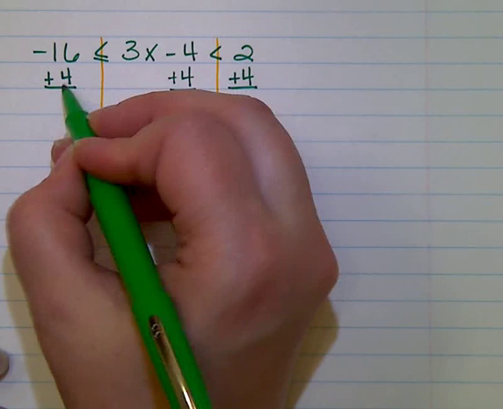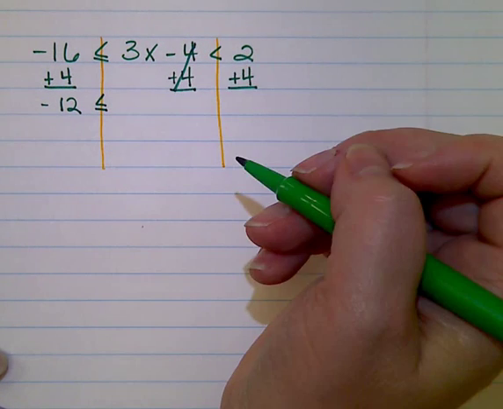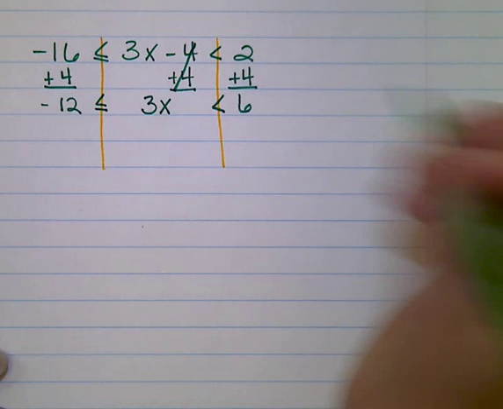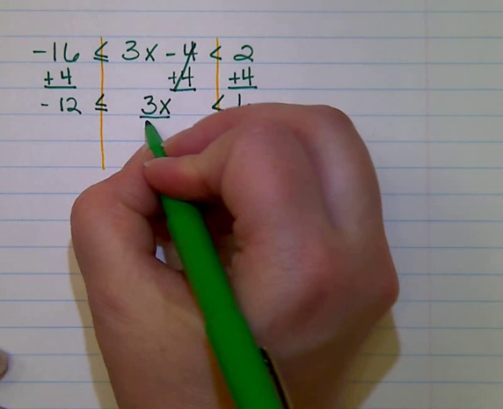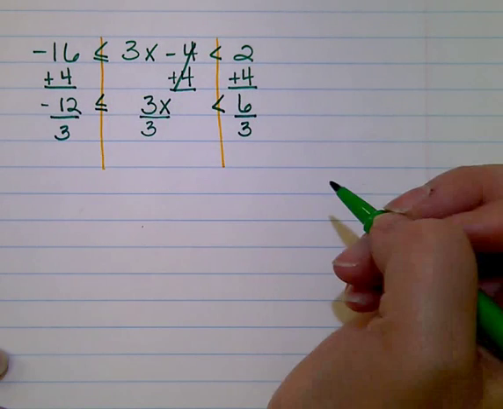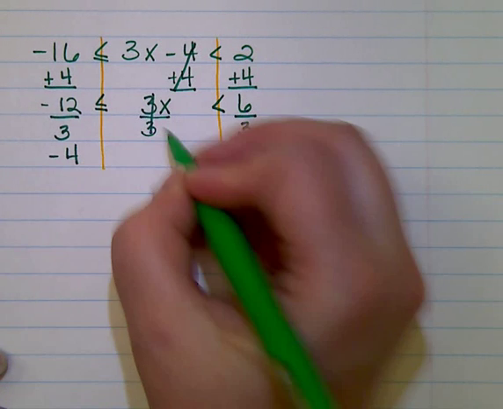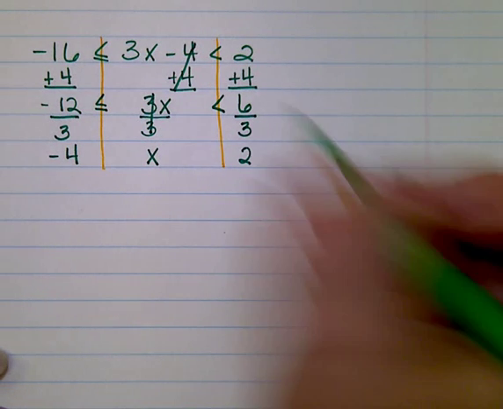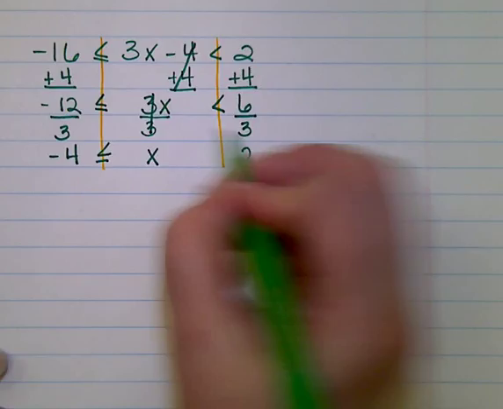Negative 16 plus 4 is a negative 12. My negative 4 and positive 4 become a 0, leaving me with a 3x. And 2 plus 4 is 6. My x is still not by itself, my 3 is in the way. So I need to divide by 3. And again, if I divide by 3 there, I need to do it here as well as here. Negative 12 divided by 3 is a negative 4. My 3's cancel to become a 1, leaving me with an x. And 6 divided by 3 is 2. Did I divide by a negative here? No, I didn't. So these stay the same.